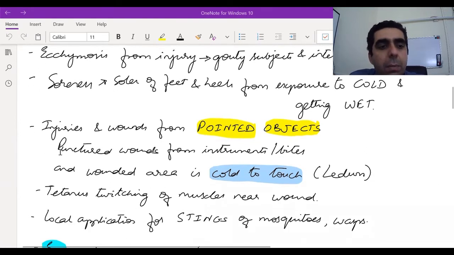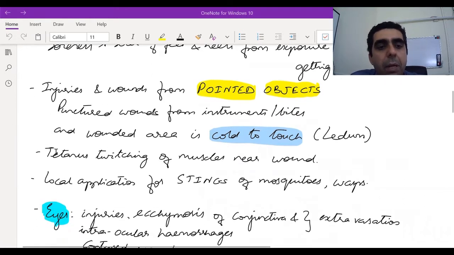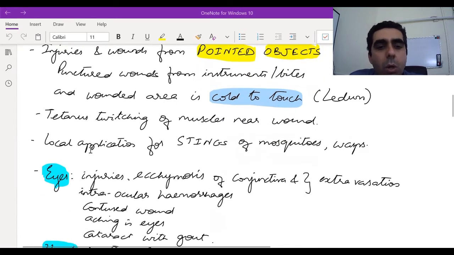Another indication for Ledum is for injuries from sharp pointed objects or punctured wounds from bites of insects or animals or instruments. So for sharp pointy injuries or wounds, think of Ledum, and the wound part is cold to touch. When you see coldness of the injured part due to sharp pointed objects, think of Ledum as a remedy. It can be indicated for tetanic twitching of muscles near the wound and is also used as a local application for stings of insects like mosquitoes and wasps.